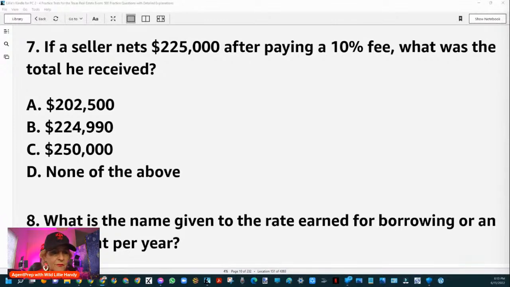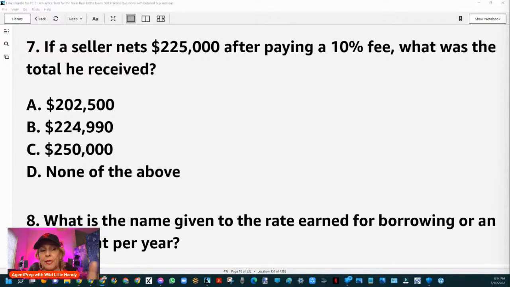Wait a minute. So it says, if the seller nets 225 after paying a 10% fee. So the gross was larger than the net, right? So in the T formula, you have on the top the part, and then you have the whole on the bottom and the percentage. So we're looking for the part, which is on top. So the percentage that will equal what the gross was is going to be 225. Okay, that's the part. We're looking for the whole. 225 divided by 0.9.